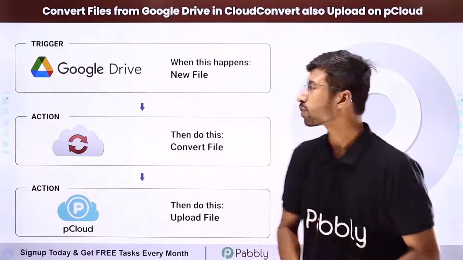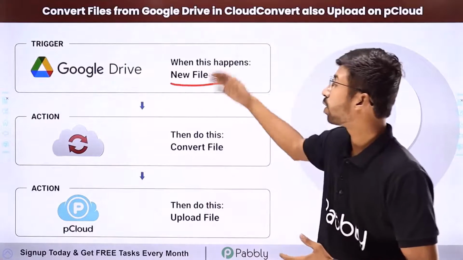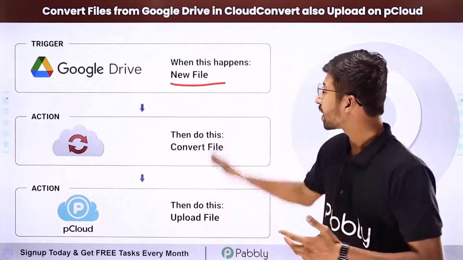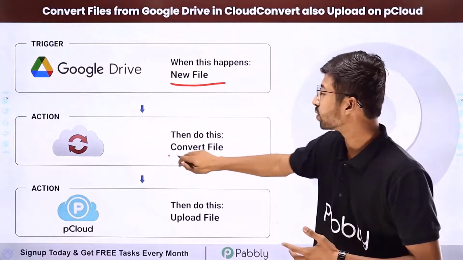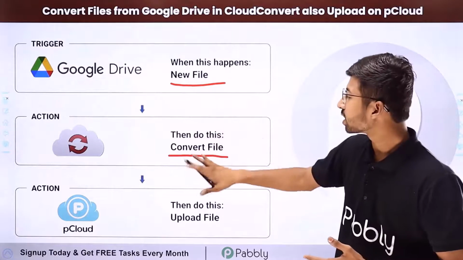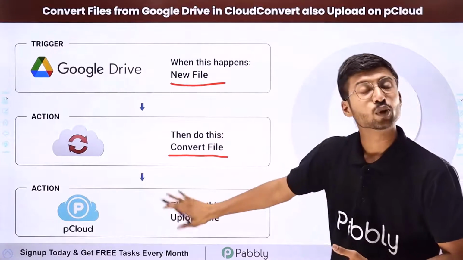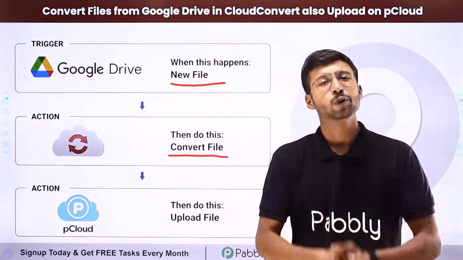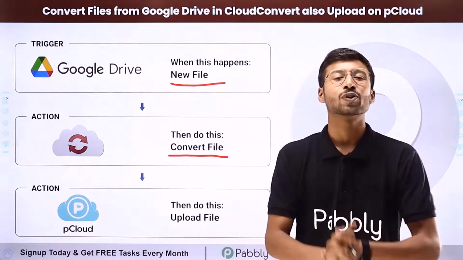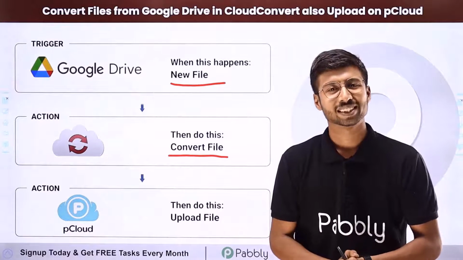So the trigger of this automation will be uploading a new file on Google Drive. And the action will be converting those newly uploaded files using CloudConvert, and then at last uploading those converted files into your pCloud storage. Now how you can set up this automation? To know this, you have to come with me to my screen.